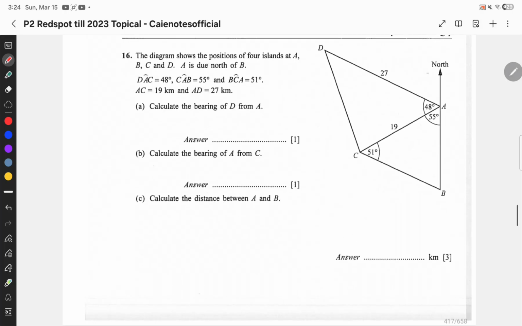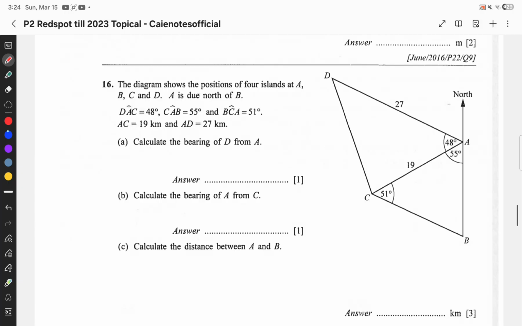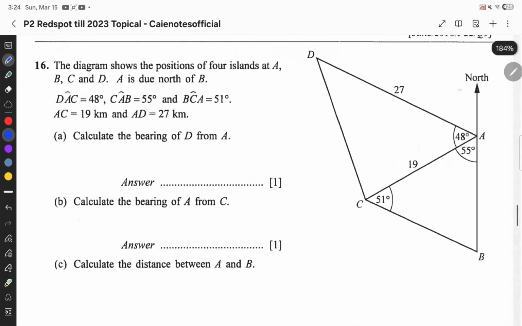This is a rates question. Now here is a bearings question. Finally, calculate the bearing of D from A. Bearing of D from A.